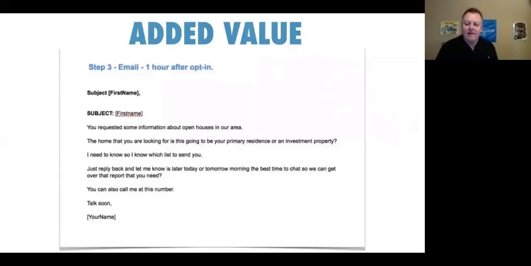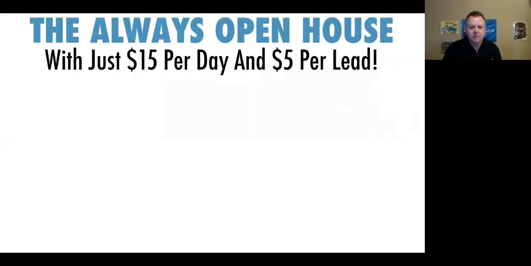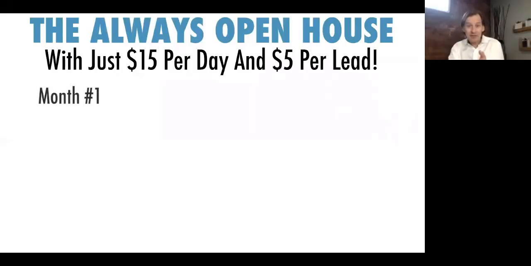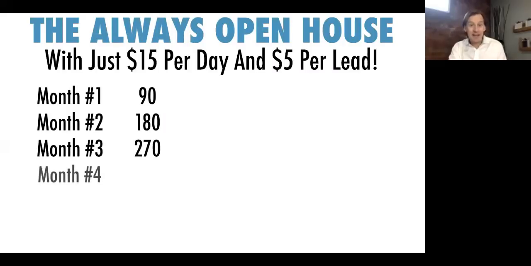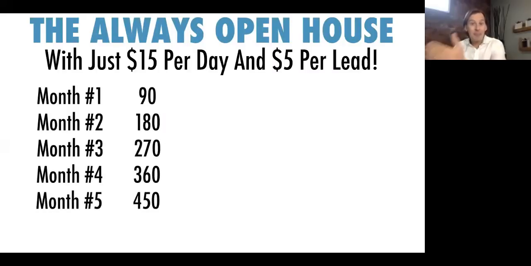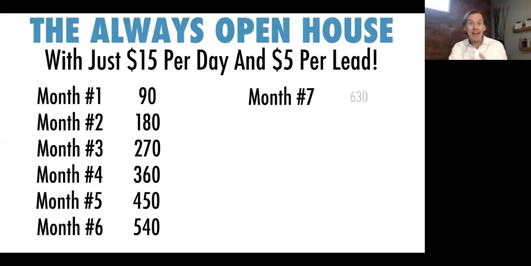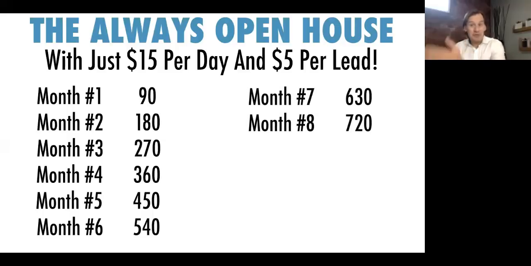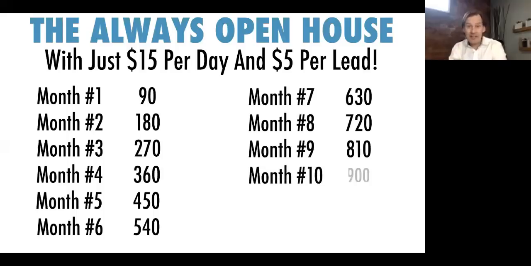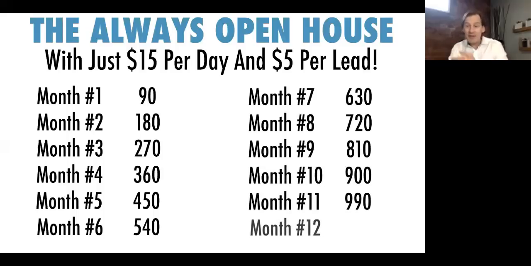So let's show the compounding effect from month to month. If you're running $15 a day and just $5 a lead coming through this system, month one, you put 90 leads into that system. Keeping in mind that now you don't have to make 90 outbound phone calls, right? The system works the leads, and the leads that are quality are calling you back, right? By the time you get into month 12, you've got 1,080 contacts in that database, automatically nurtured, automatically followed up on. When they're ready for that mortgage pre-approval, they're reaching back out to you.